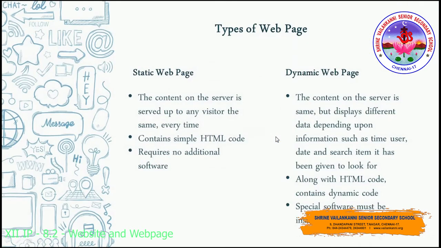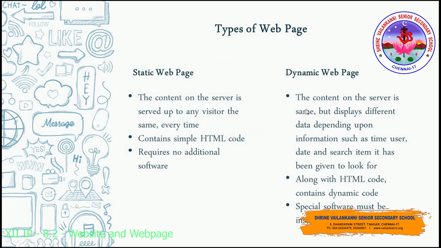Next we have types of web pages. We have two different web pages. One is the static web page and the next one is the dynamic web page. As the name implies, static is always the same, dynamic keeps on changing. In static web pages, the content on the server is served up to any visitor the same every time. The content will be the same whether the users are different. It contains simple HTML code and requires no additional software.